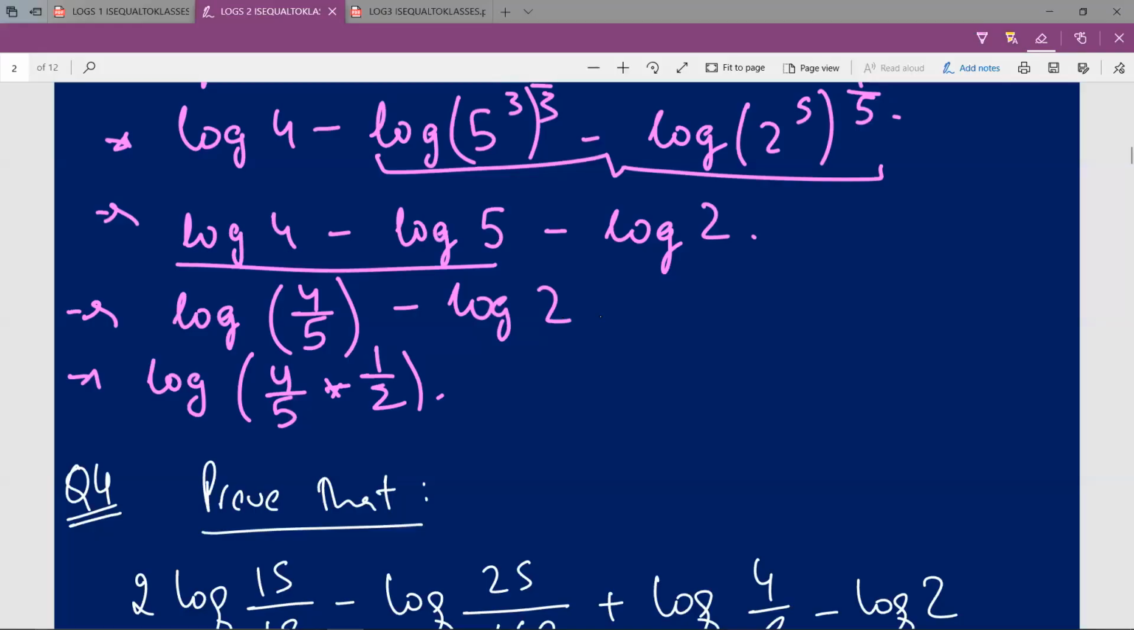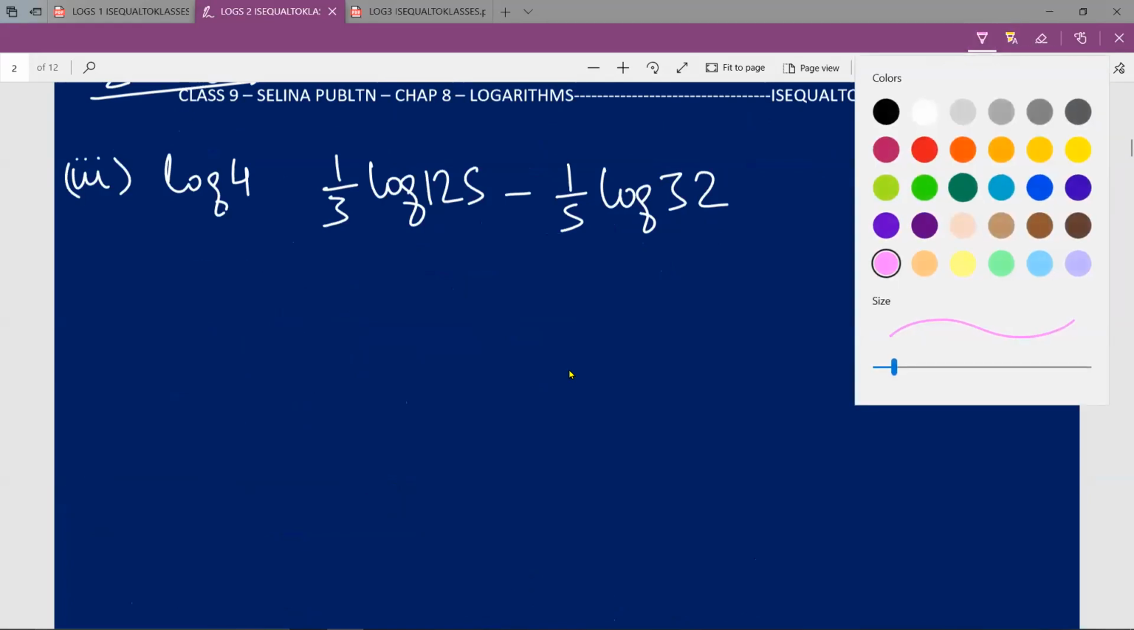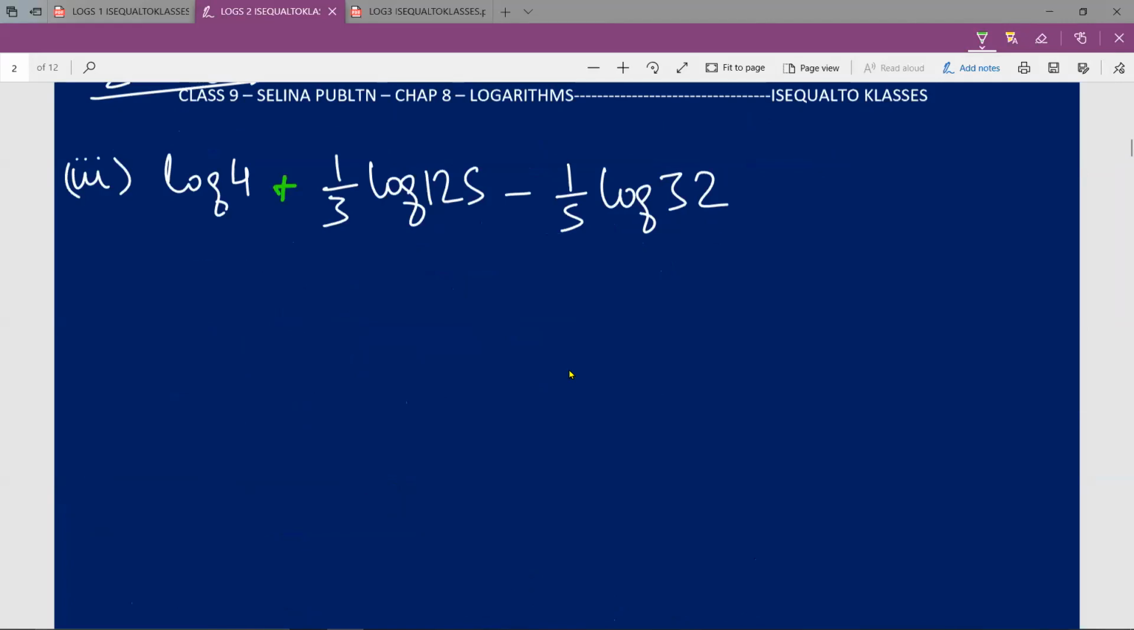So I could divide 4 by 2 and 2 by 1. Therefore, our final answer would be log of 2 by 5. Now over here, there's a small mistake. It should be addition instead of subtraction. So I could write this as plus.